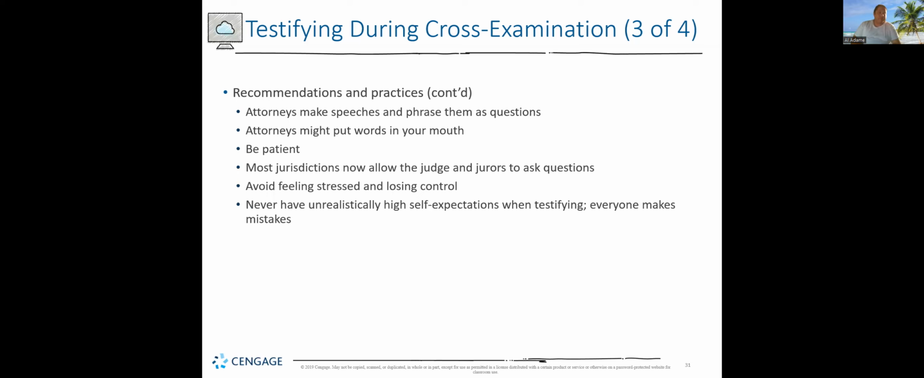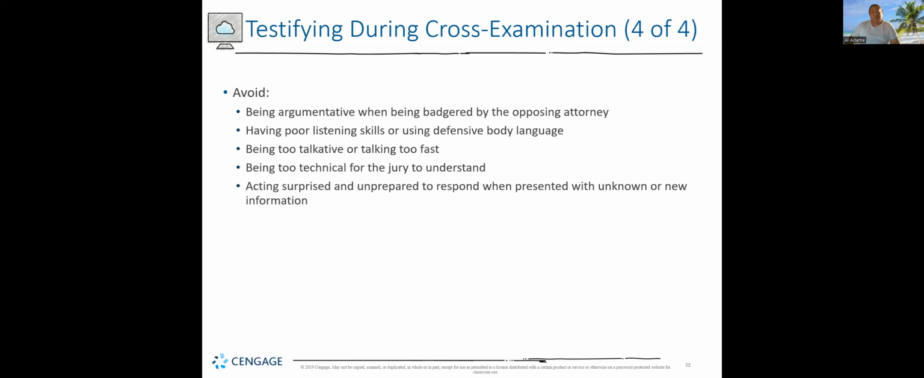Avoid feeling stressed and losing control. Never have unrealistically high self-expectations when testifying. Everyone makes mistakes, and we're all human, guys.